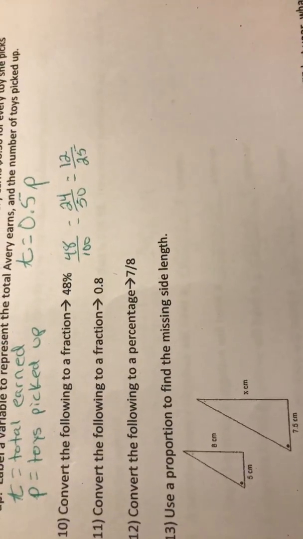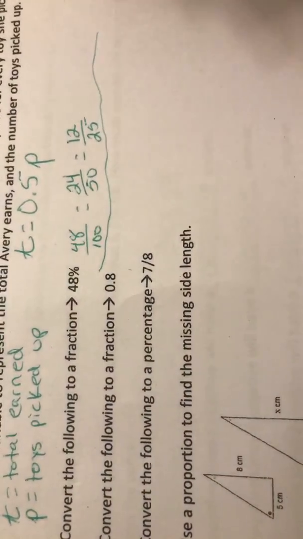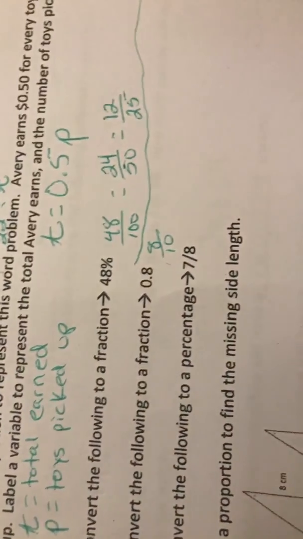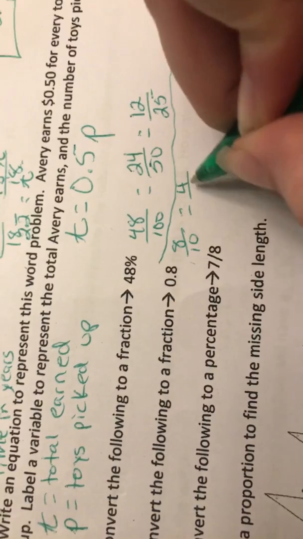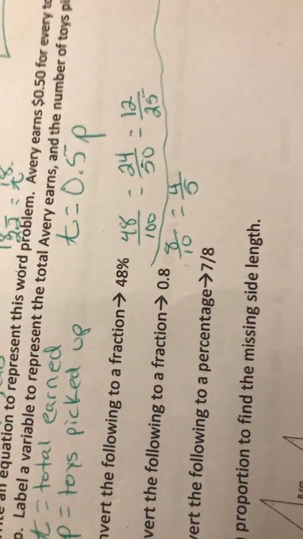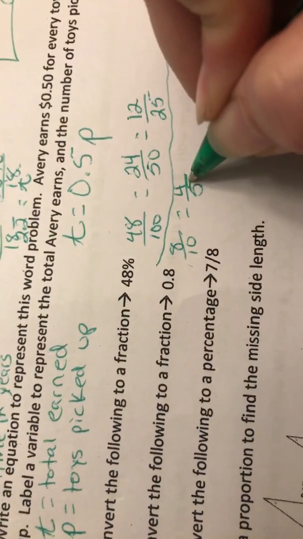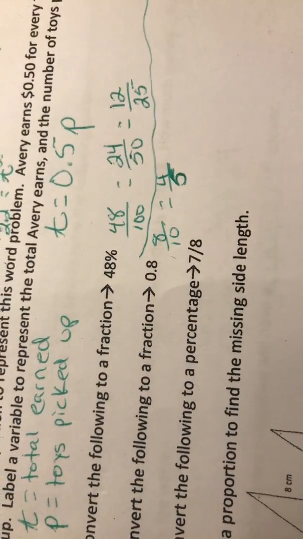In number 11, it asks us to convert the decimal 0.8 into a fraction. 0.8 is the same as 8 over 10. These are both even, so we can divide by 2, and that gives us 4/5. 5 is a prime number, which means that it cannot be simplified any further. So our answer would be 4/5.